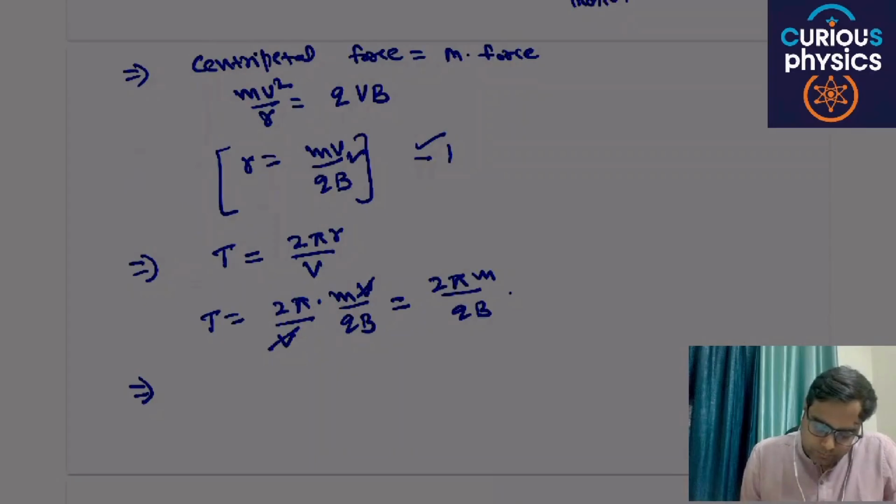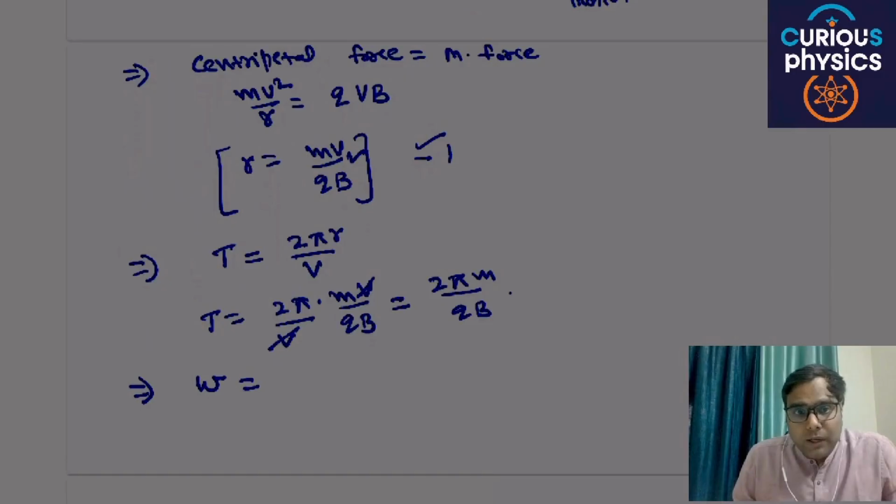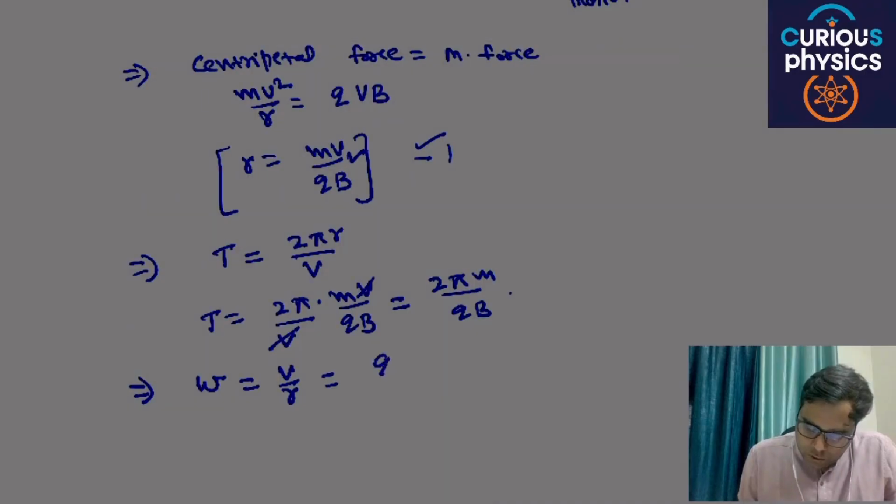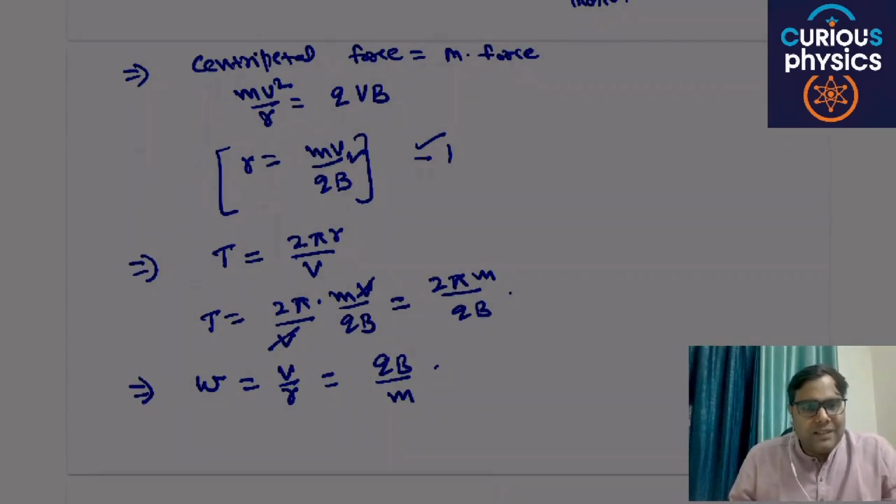Angular speed means omega. And what will omega be? Omega is nothing but v by r. From equation 1, v by r is equal to qB by m. This is the angular speed.